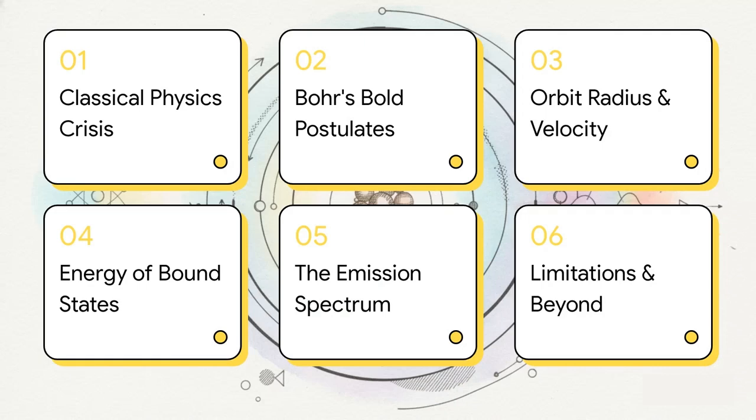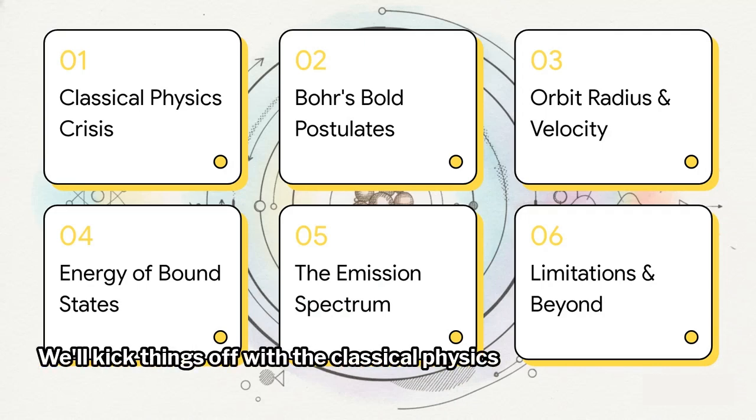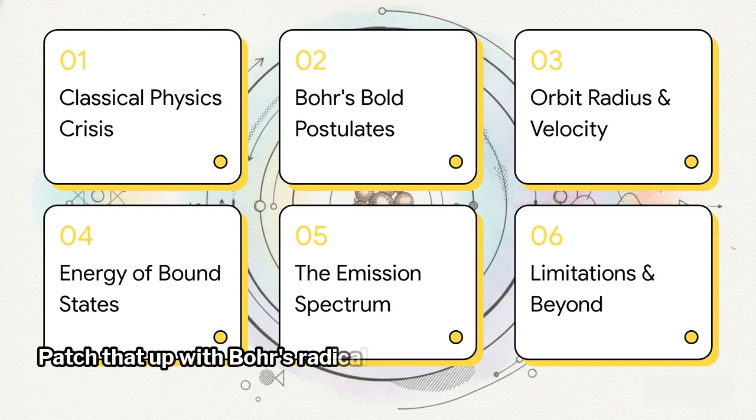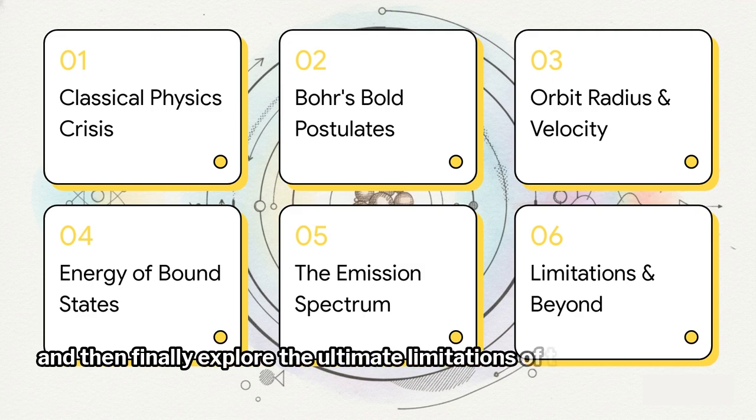Let's get into it. Here is our roadmap for today. We'll kick things off with the classical physics crisis, patch that up with Bohr's radical postulates, prove the whole thing with step-by-step mathematical derivations, map it to real-world evidence, and then finally explore the ultimate limitations of the model.